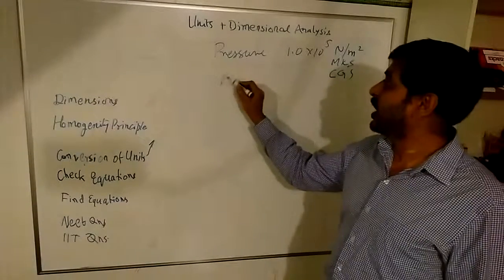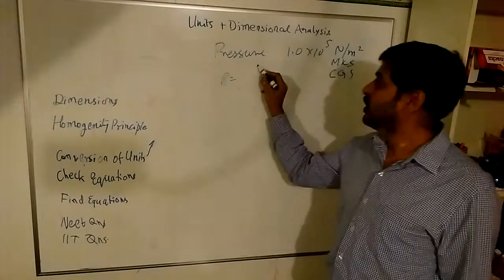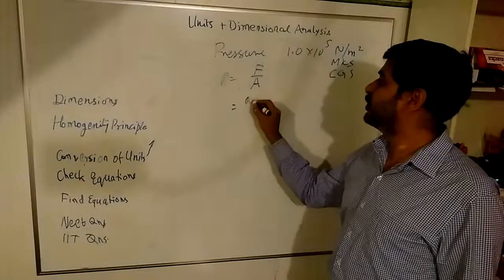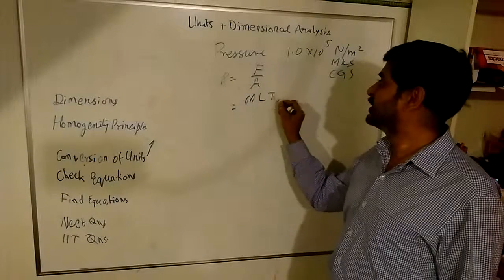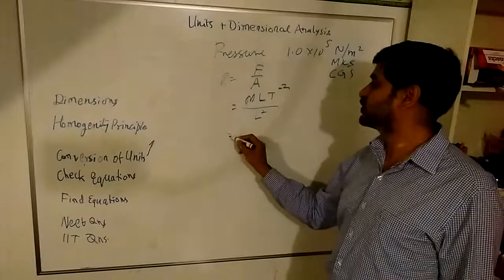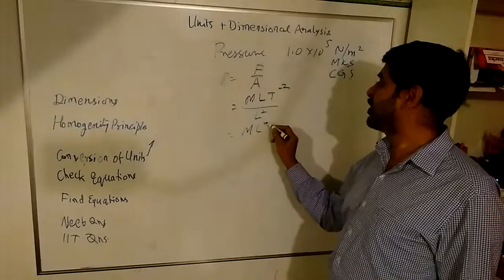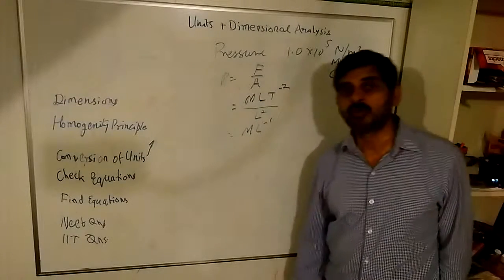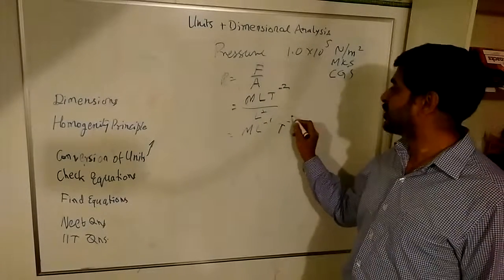So how do we measure the pressure? Pressure is force divided by the area it acts upon, and force is mass into acceleration, L t to the power of minus 2, divided by area, which is measured in length square, or L square. This becomes M L to the power of minus 1, since the 2 goes up and becomes minus 2, multiplied by 1, which is 10 to the power of minus 1, multiplied by t to the power minus 2.